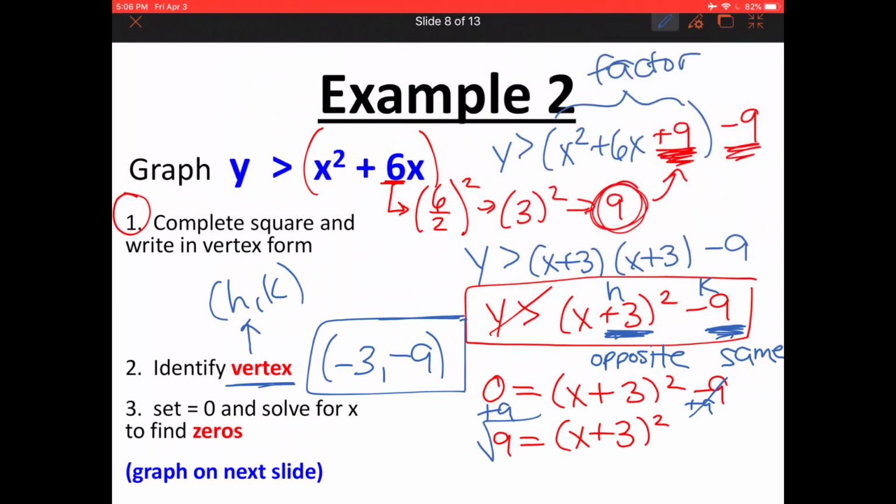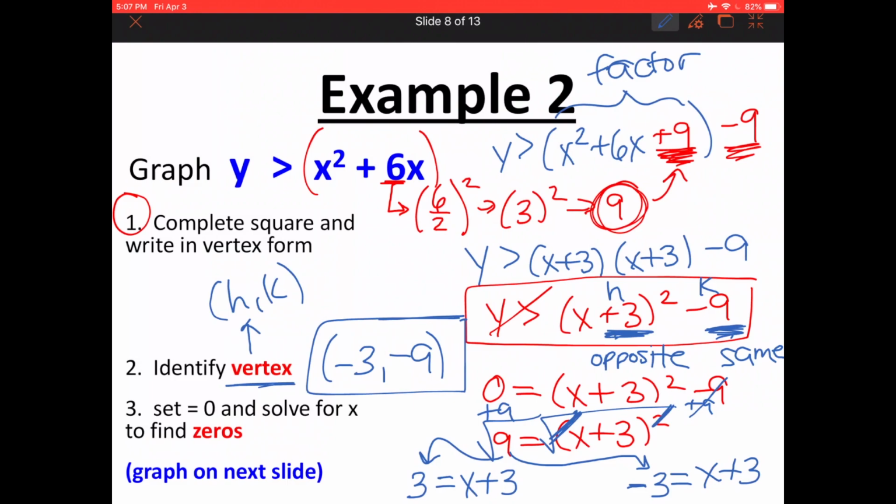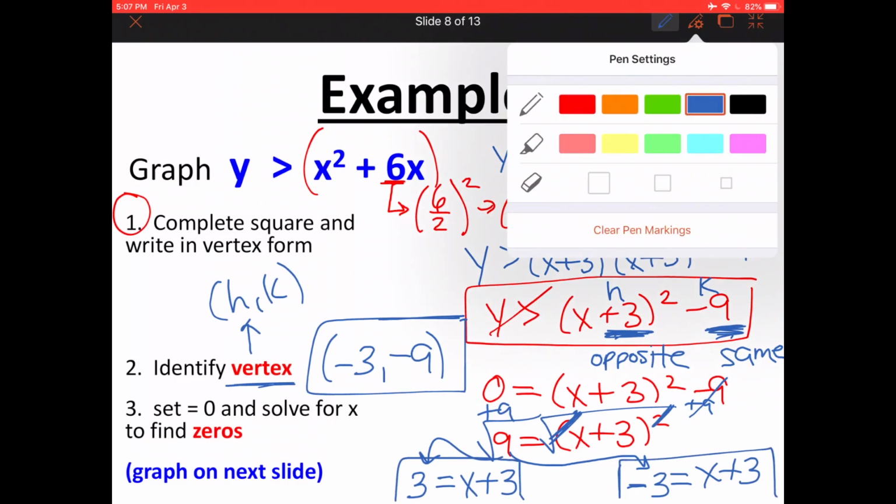I square root both sides. On the right, my square and my square root cancel out. The square root of 9 is 3, so I get 3 equals x plus 3. But don't forget the square root of 9 is also negative 3, so I also have negative 3 equals x plus 3. Okay, guys, so I should set up two separate equations.